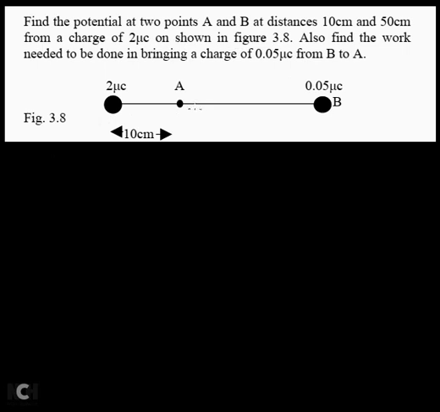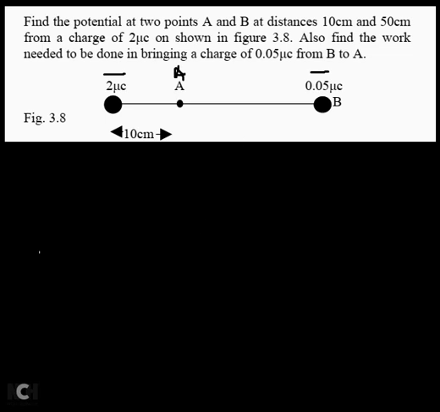So we are looking at the potential. We want to find the potential at both point A and point B. You know how we do that. The potential at point A is going to be due to the charge of 2 microcoulombs, and of course the charge of 0.05 microcoulombs from this point. So that will be easy.